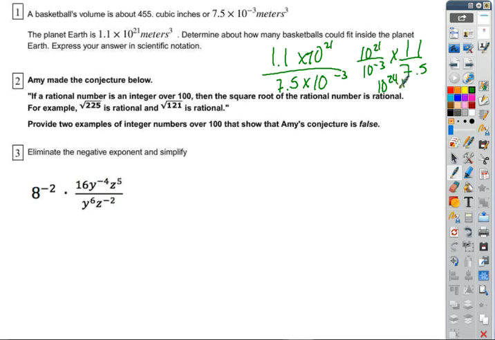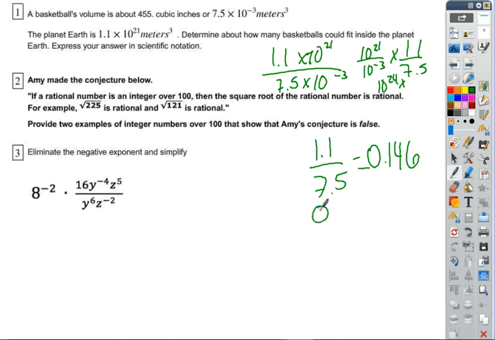So we have to divide these exponents, and how you divide exponents is subtracting them. So you'd get the answer of this is 10 to the 24th. And then once you have your 10 to the 24th, you have to do your 1.1 over your 7.5. And then the 1.1 over your 7.5 equals 0.146. And so then you have to put it in scientific notation.